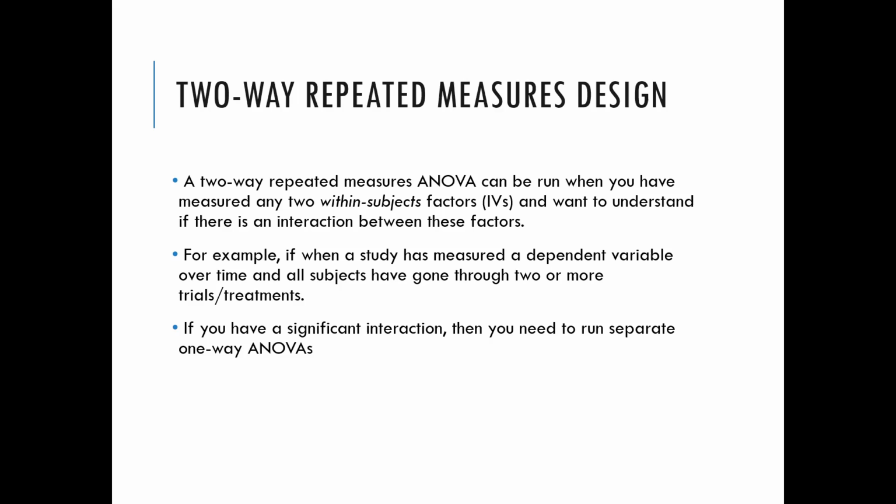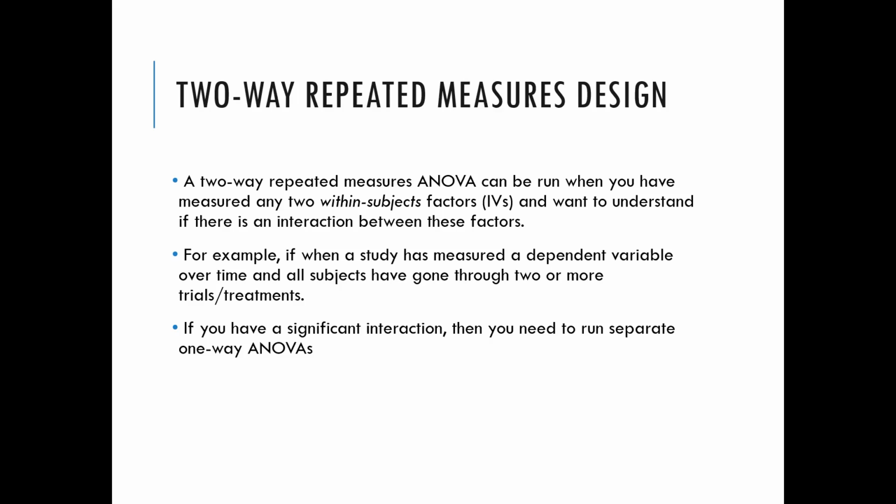An example would be if in a study you've measured a dependent variable over time, and all subjects have gone through 2 or more trials or treatments. So everybody has gone through each of those. For example, a control group and a treatment group, and if everybody has experienced the control and then crossed over and experienced the treatment, and you're measuring something over time, all of those comparisons are within your group of subjects. And so we would do a two-way repeated measures ANOVA.